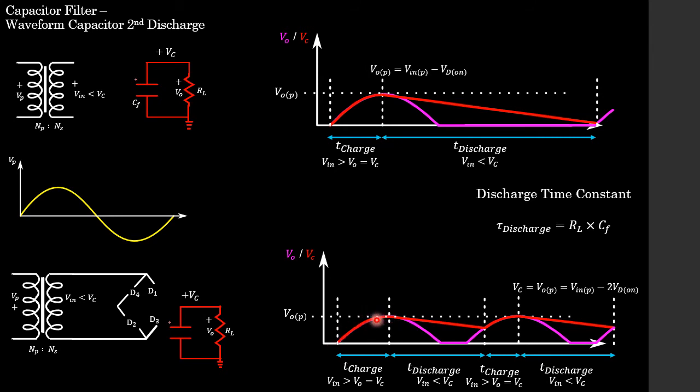For the full wave rectifier, during the first charge phase, it's diode 1 and diode 2. Then we go into the discharge phase. And in the discharge phase, we know that all our diodes are reverse biased. So we simply switch them all off. And the equivalent circuit is just this capacitor and our load resistor.